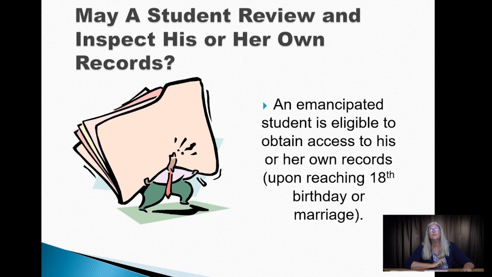May a student review and inspect his or her own record? The only way a student can do that is they have to be emancipated or married. So an emancipated student is eligible to obtain access to his or her own records if they are 18 or older, or they are married.